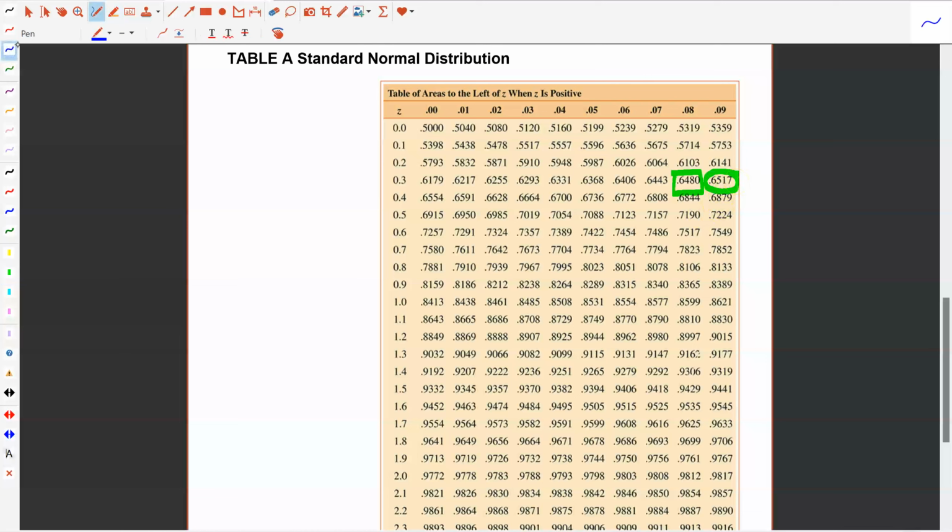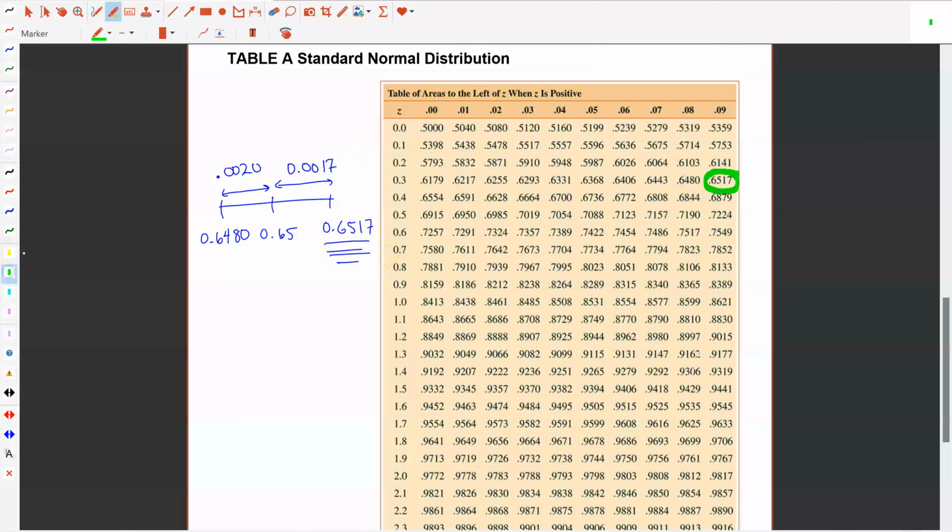Okay, maybe to kind of show you what's going on. The value I want really is 0.65. In my table, I see a 0.6517, and I also see a 0.6480. The 0.6480 is 0.0020 away. The 0.6517 is only 0.0017 away, so this value is closer. So that's the one I'm going to grab out of the table.